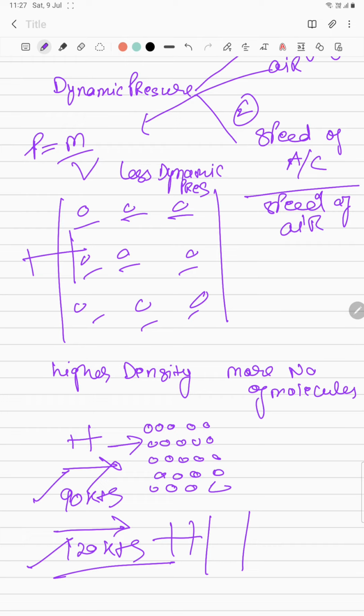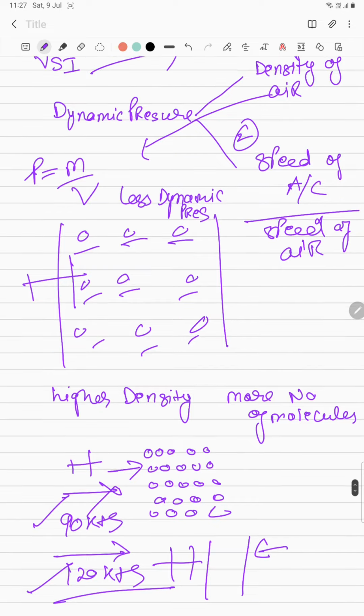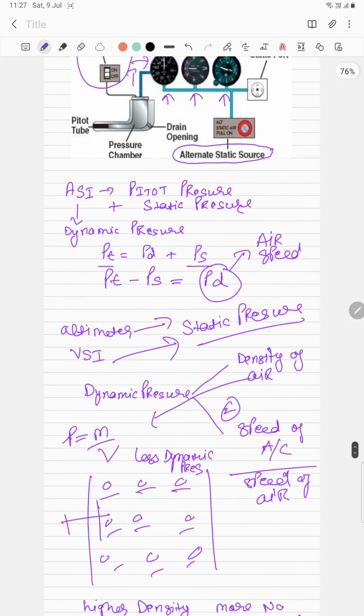Why? Because the higher the speed of the aircraft, the more the resistance will be caused by the molecules. The more molecules it will hit, and the more dynamic pressure there will be. So this is all about your dynamic pressure, guys.